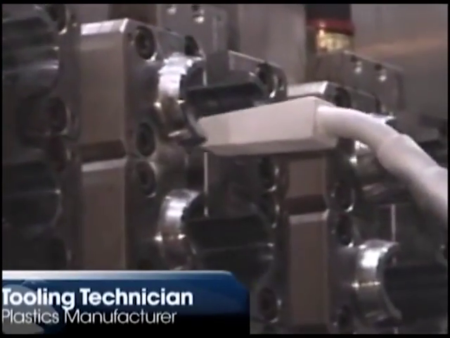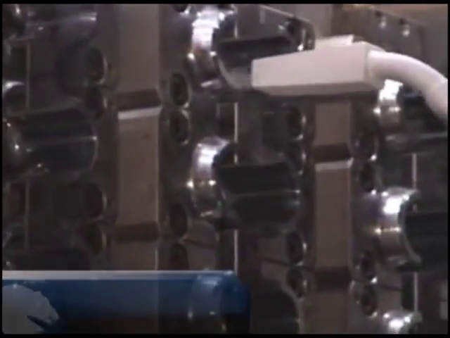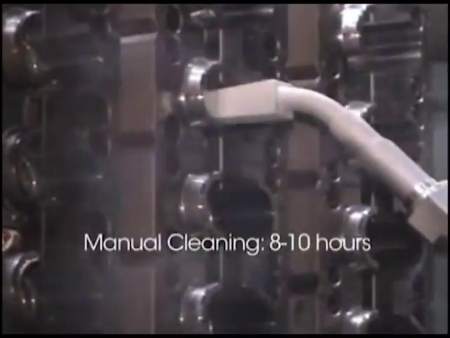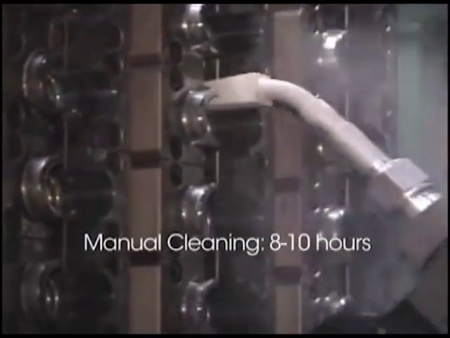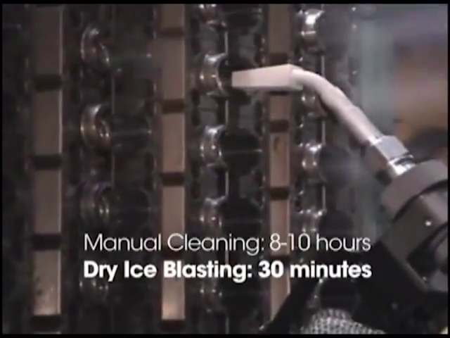Before, due to the dismantling and the extensive cleaning that we had to do, it would take us up to 8-10 hours to do a tube. With the ice blaster, we can do a mold in 30 minutes, 35 minutes completely.